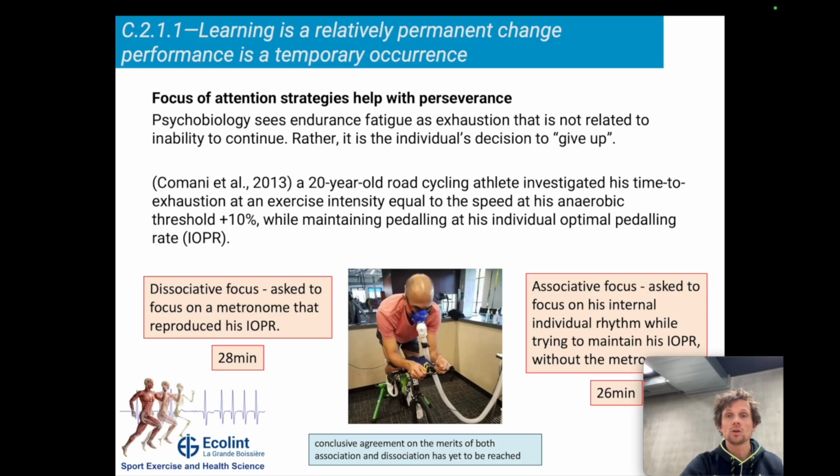For example, you wouldn't want to be cycling an entire bike race with a dissociative focus where you're trying to avoid focusing on the relevant cues, as this is clearly going to be dangerous, as at certain points during the race you're going to have to focus very sharply on what's going on around you.